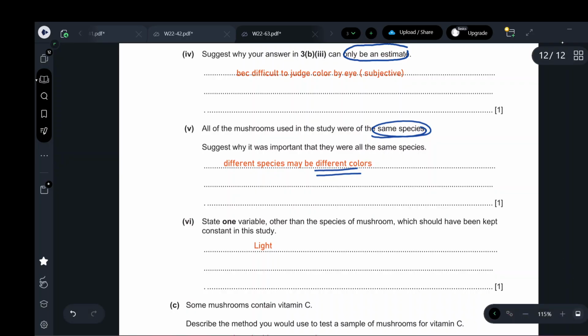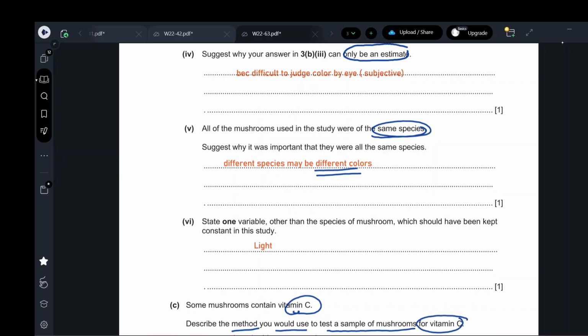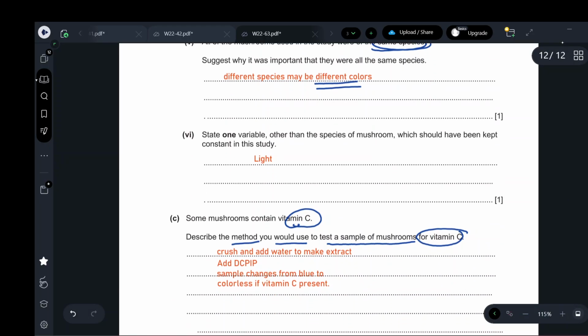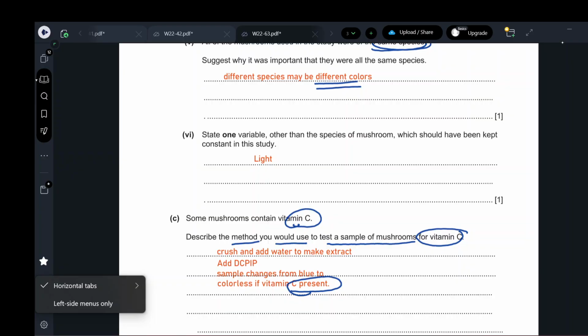The last question, it contains vitamin C. Describe a method that you would use to test a sample of mushrooms for vitamin C. I will get the mushroom, crush and grind it in order to create a liquid from it and extract. Add water. And then I will add DCPIP. DCPIP will change from blue to colorless if the vitamin C is present. Add DCPIP, it will change from blue to colorless.